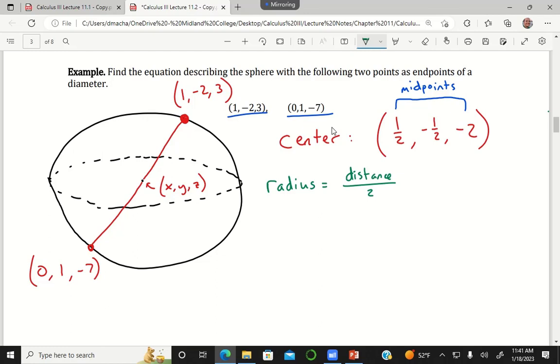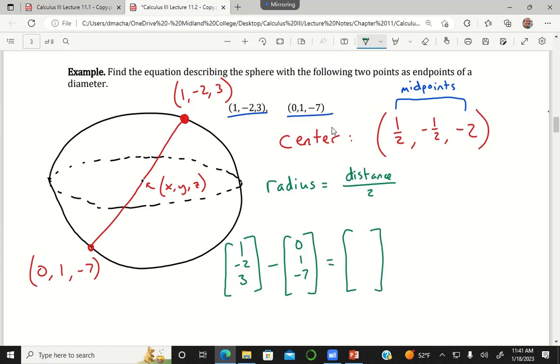Okay. Now I'm going to find the distance between those two points the same way I did in the previous example. And so I have to take one of the points, 1, -2, 3, and then subtract the other point, 0, 1, -7. And my difference vector here is going to be 1 minus 0 is 1, -2 minus 1 is -3, and 3 minus -7 is 10.